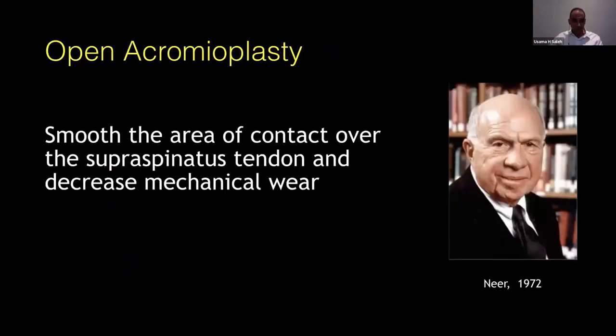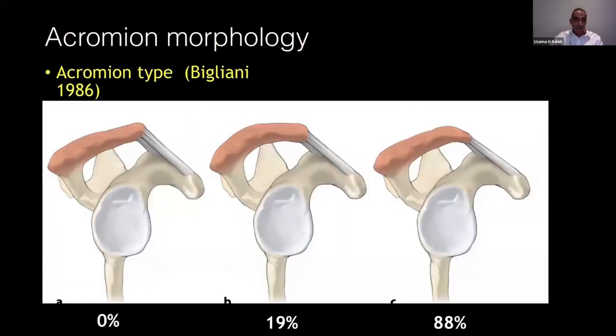Going back to history, Dr. Neer in 1972 started doing open acromioplasty, and it was a revolution at this time because before him, it was just acromionectomy. And 14 years later on, Bigliani described the three types of acromion shape, and he related this to the incidence of rotator cuff pathology and rotator cuff tear.